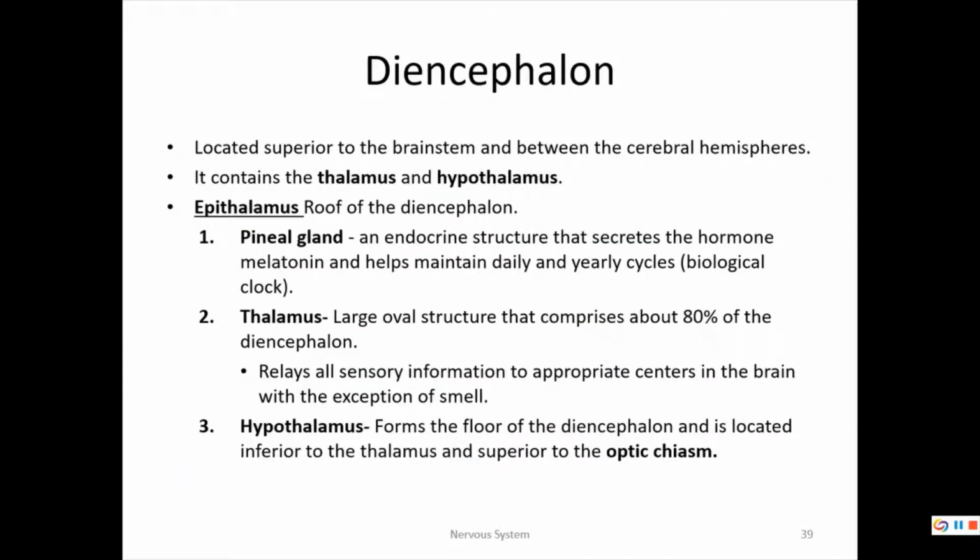Now, the epithalamus is the roof of the diencephalon. It contains the pineal gland, with the thalamus and hypothalamus associated with this. Now, the pineal gland is endocrine. And what does it do? It makes the hormone called melatonin. Remember, hormones go into the bloodstream. Endocrine makes hormones, and endocrine goes endo, blood. And this is what is involved with your biological clock. The pineal gland starts to release melatonin as it gets dark.